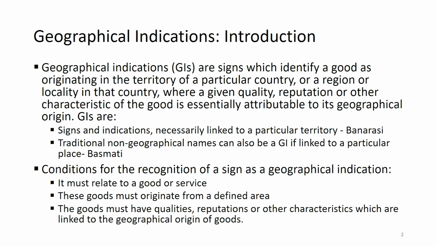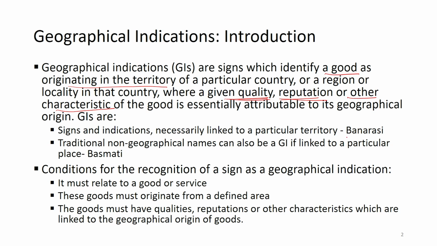So there are certain key words. We are talking about goods which originate in some territory, and it has got those qualities or reputation or other characteristics because of the specific geographical conditions maybe, or because of specific manufacturing process prevalent in that geographical region. So these are essentially signs and indications. Now these can be linked to a particular territory.